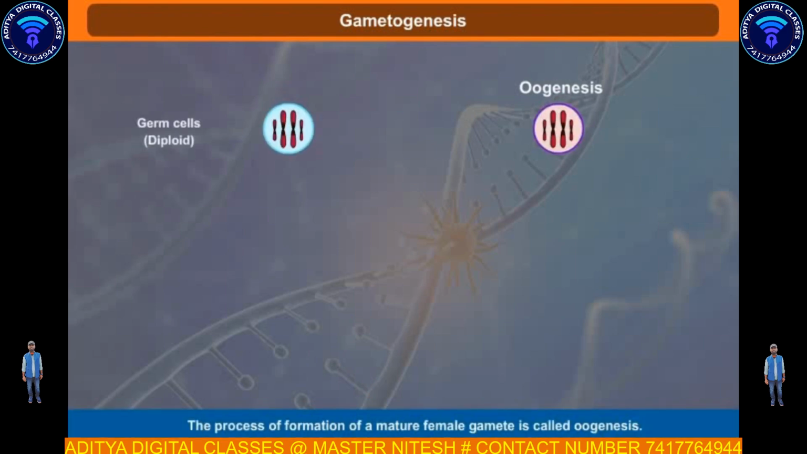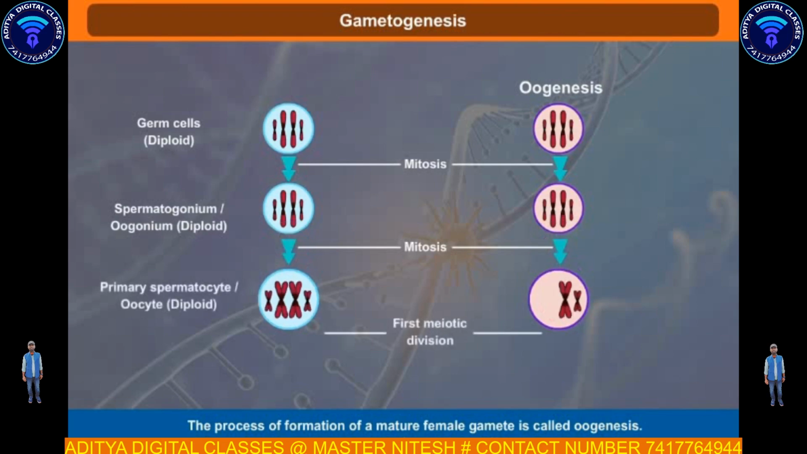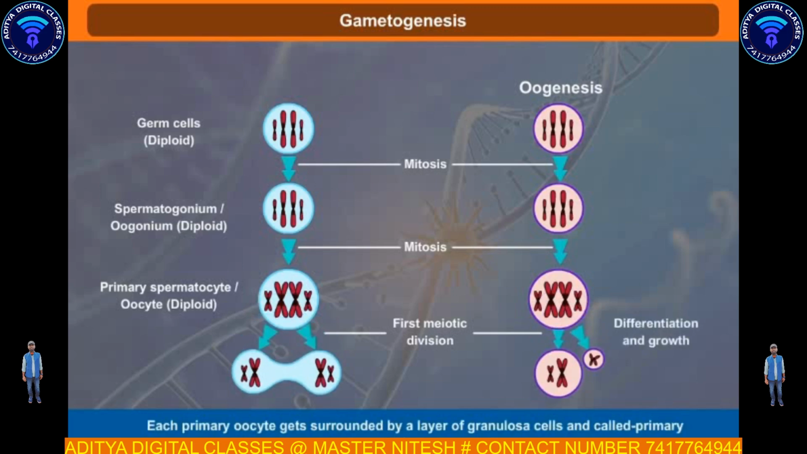Oogenesis. The process of formation of a mature female gamete is called oogenesis. Oogonia enter into prophase I of meiosis and form primary oocytes. Each primary oocyte gets surrounded by a layer of granulosa cells and is called a primary follicle, which gets surrounded by more layers of granulosa and forms a secondary follicle. The secondary follicle transforms into a tertiary follicle characterized by a fluid-filled cavity called antrum.